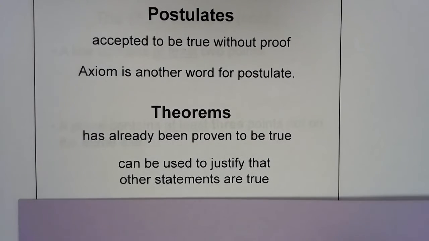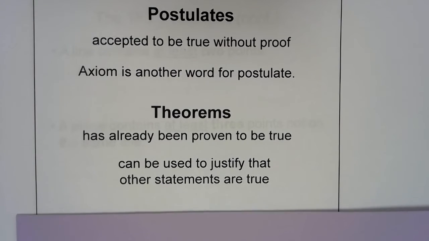So a theorem is going to be like the Pythagorean theorem. So forever ago, Pythagoras decided the Pythagorean theorem was a thing. He worked out all the kinks. He has this big, long proof showing you why and how it works. So it's already been proven to be true versus a postulate, something we accept to be true without the proof.